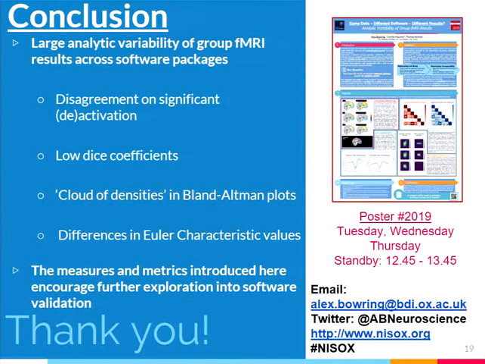So going back to the original question of analytic flexibility, the results we've got really show evidence that this flexibility is high, and we've seen that in disagreement on where there is significant activation, the low Dice coefficients for the cross-software comparisons, the clouds in the Bland-Altman plots, and the differences in the Euler characteristics I just showed. So going forward, we want to apply these metrics to each stage of the pipeline as a further way you could explore this.